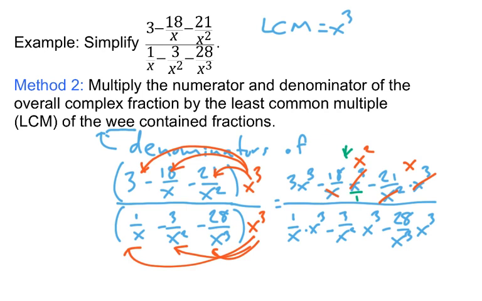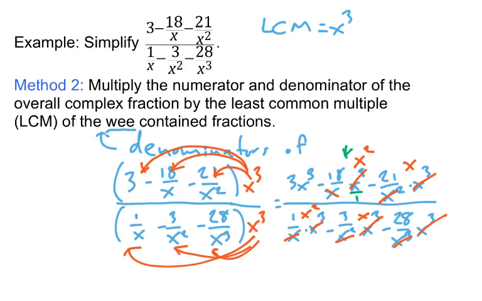Let's see what happens down here. This x, the first x, would divide into x cubed and give me an x squared. The x squared would divide into the x cubed and give me just an x. And the x cubes in this last term would completely divide out. Now that's a little bit messy.